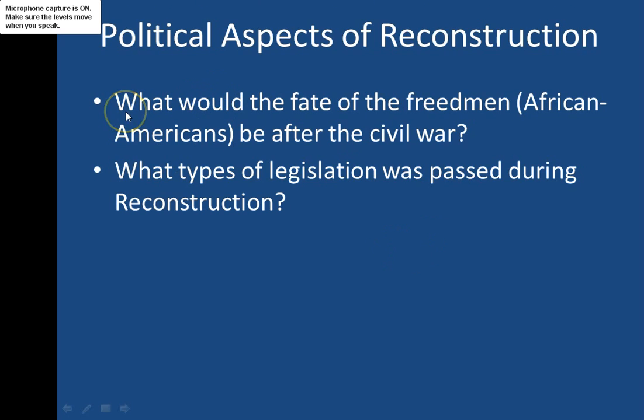Two big questions when we talk about Reconstruction. Number one, what would the fate of the freedmen be after the Civil War? Are they going to get to vote? Are they going to get to take their proper place in society? How are they going to be treated after the war? How are we going to ensure that they have economic opportunities, even political opportunities? Legislation-wise, we'll also talk about the types of legislation passed during Reconstruction. So these are my two big questions when I talk about Reconstruction.